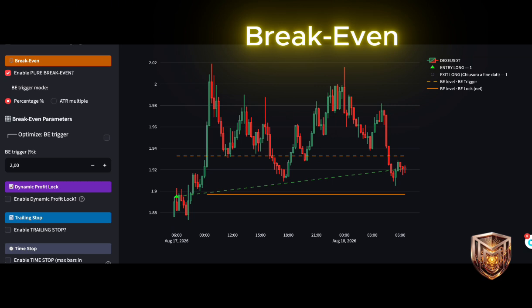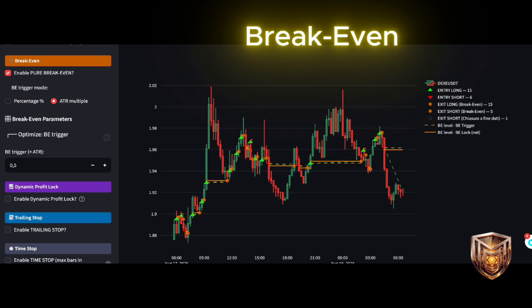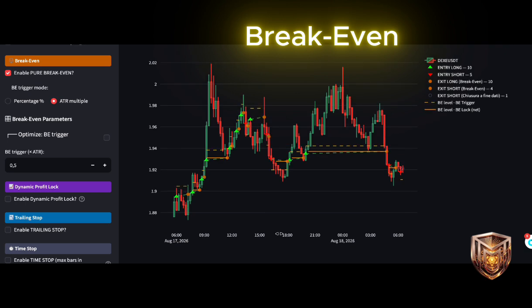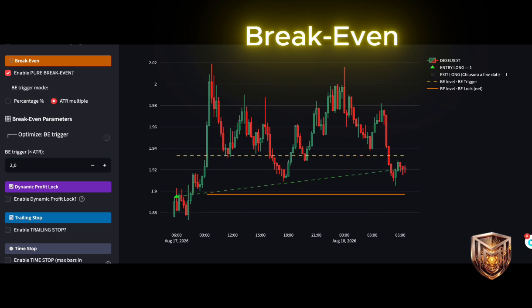Break even moves the stop to break even, but only after the trade hits a favorable threshold, in percent or in ATR. When it fires, the stop goes to net break even, entry price plus fees. Break even doesn't protect a gain. It stops a winning trade from turning into a loss.